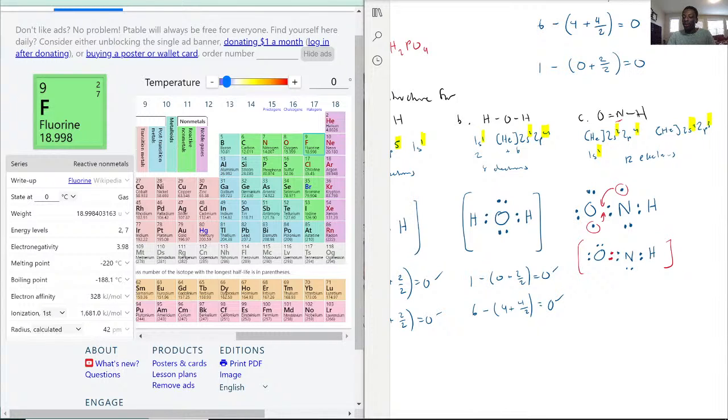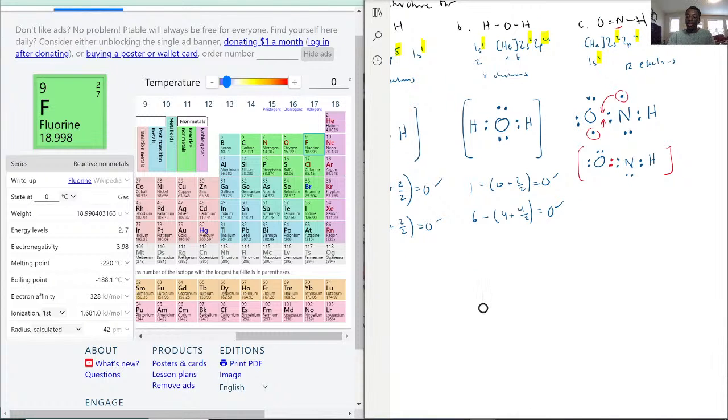Don't really know the name of this off the top of my head, but the point being is that when we actually check the theoretical charge numbers, hydrogen is still good: 1 minus 0 plus 2 over 2, because that's all it's sharing. Oxygen is going to be 6 minus, it has 4 by itself, and it's sharing 4 of them with nitrogen, so it's still going to be 0. And nitrogen is going to be 5 minus, it has 2 by itself, and it's sharing 6 with the surroundings, which is perfect, because that's exactly what we want.